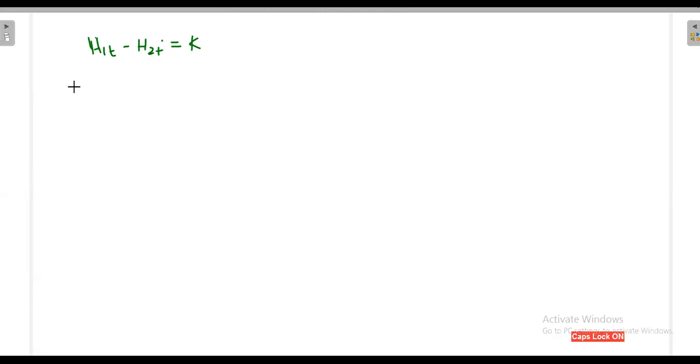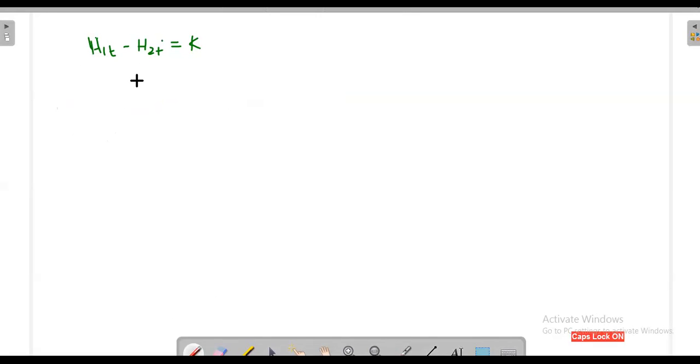The observation from this is the tangential component of... okay, please wait a bit. I will write it later. First we'll clarify others. So H1t minus H2t is equal to K.